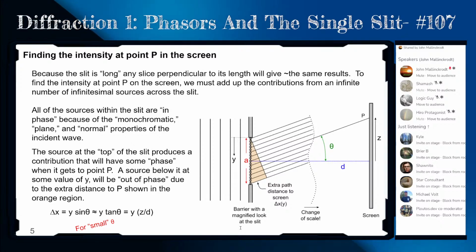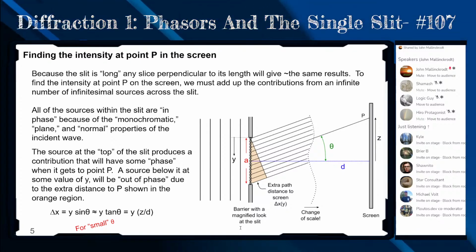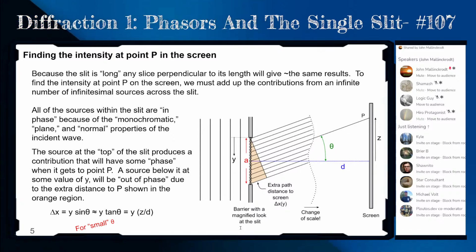So what was I saying? Okay, so we're going to limit ourselves to small theta only because I just want to be able to use delta x equals y times z over d. If I was willing to continue to have sines of thetas and tangents of thetas in there, I could easily relax that. It just makes life simpler.